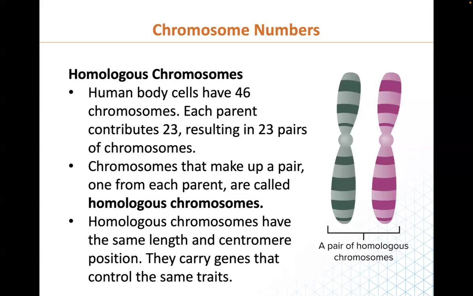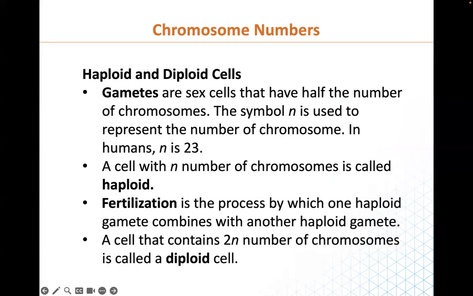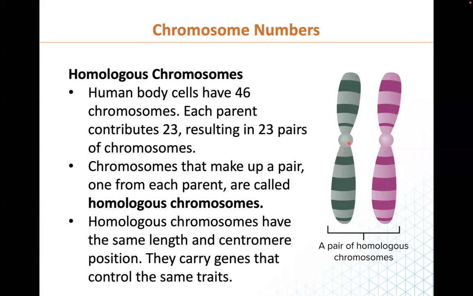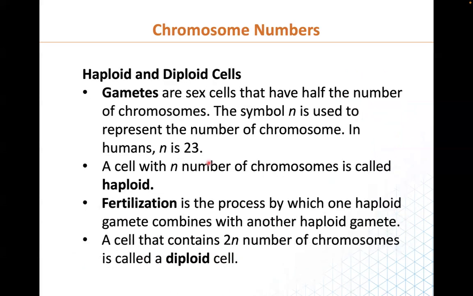Homologous chromosomes have the same length and centromere position. So when we say a chromosome is homologous, they have the same length and the same position for the centromere, which we can see here. The centromere is in this place, so they will have the same position for it. The length you can see is the same, and they carry the genes that control the trait.